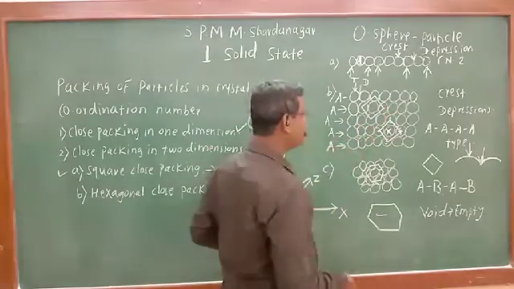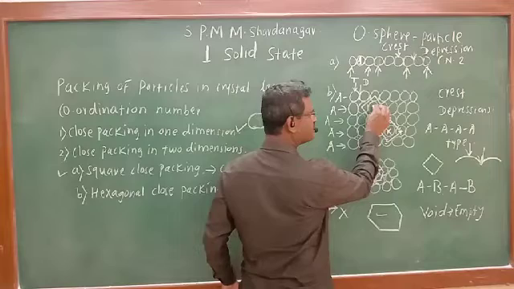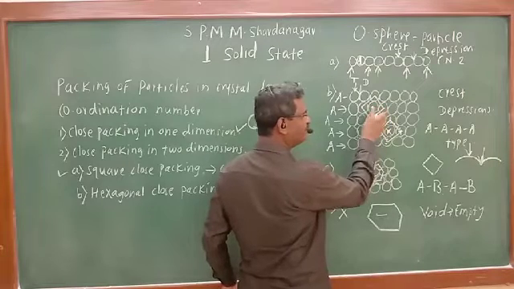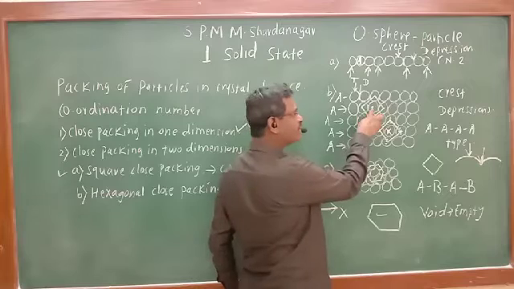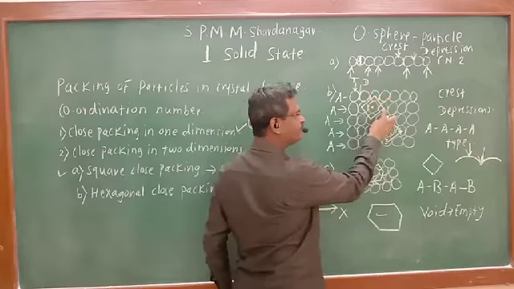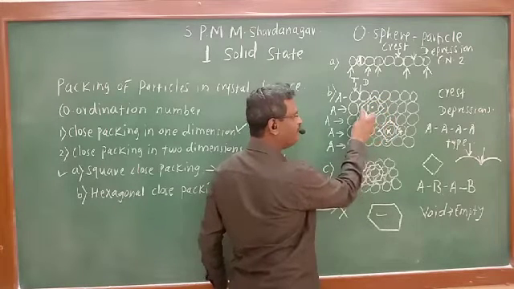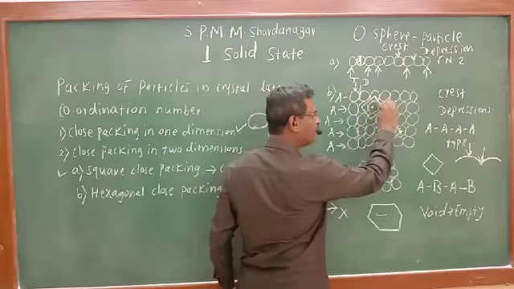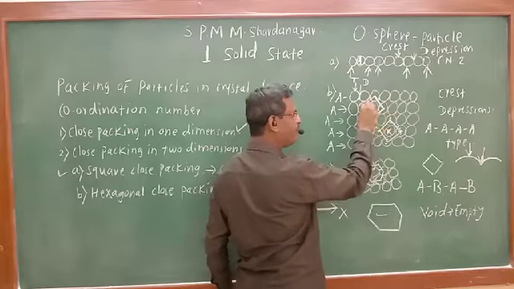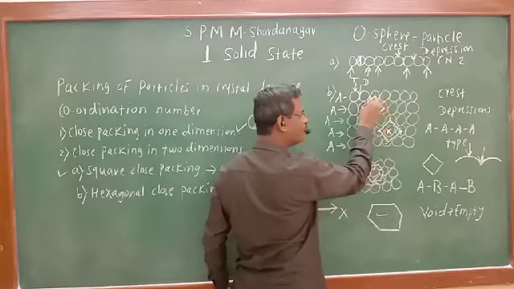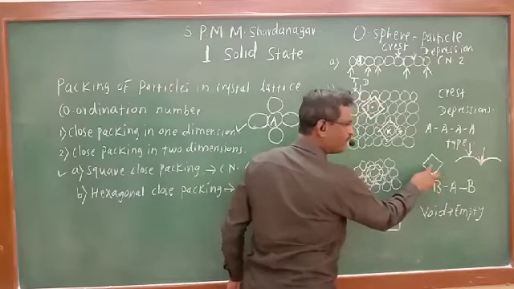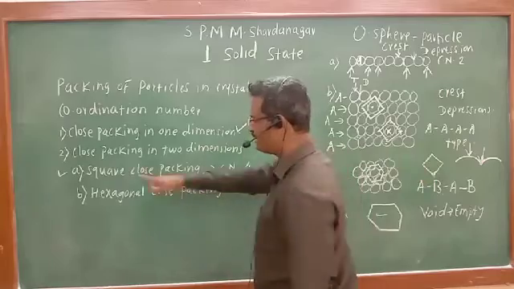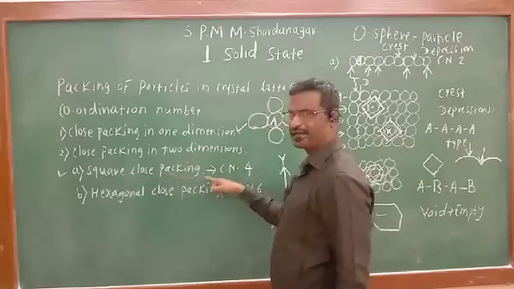If we see this arrangement, if this is the central one, this sphere is in touch with how many other spheres? 1, 2, 3 and 4. And if we join the centers of all these 4, we will get this type of structure, square. Therefore, it is known as square close packing.